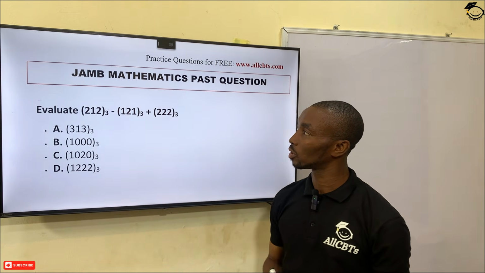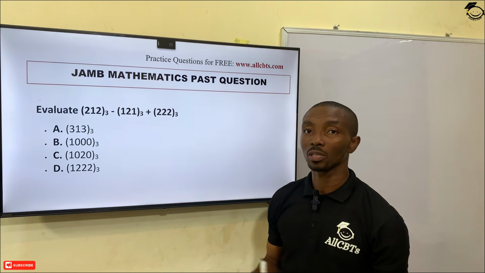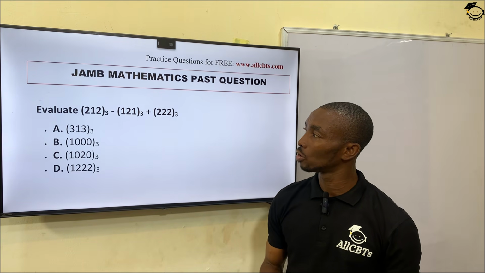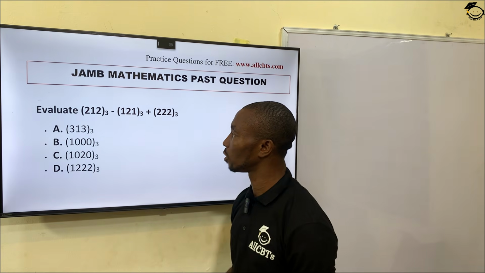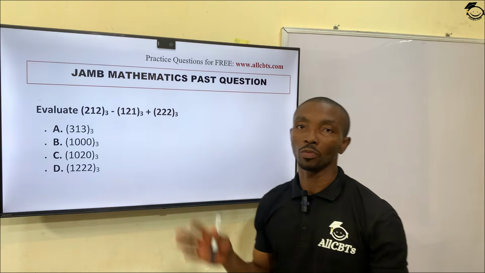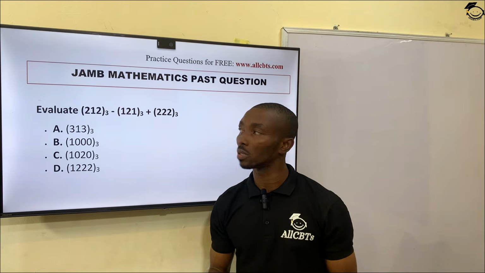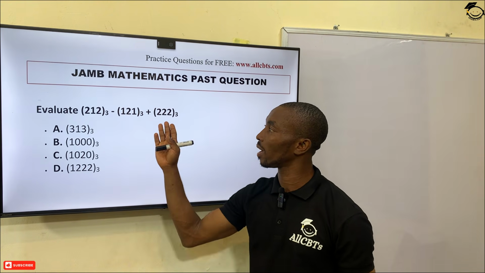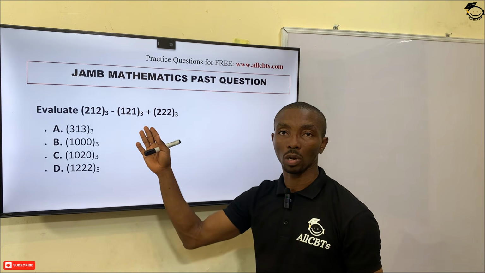Today we'll be looking at top JAMB Mathematics past questions. Our first question says, evaluate 212 base 3 minus 121 base 3 plus 222 base 3. Now this question can be solved in two ways. Since they are all in base 3, we can go right ahead to add, then subtract.